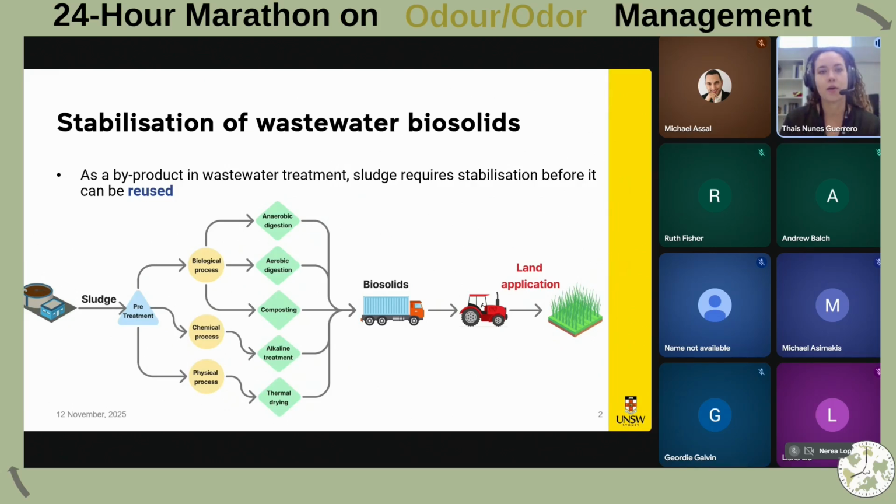And in Australia, we use around 85% of biosolids to land. And it has a lot of benefits for the soil, agriculture. However, this product can be odorous, and that's what my PhD was trying to understand: how these different biosolids processing steps would affect the odor outcome from biosolids.